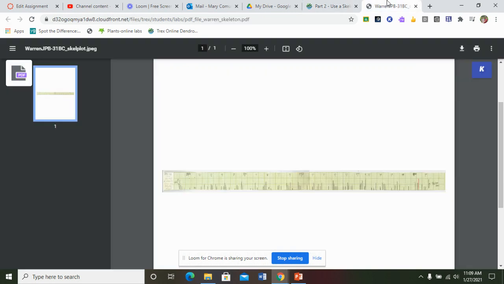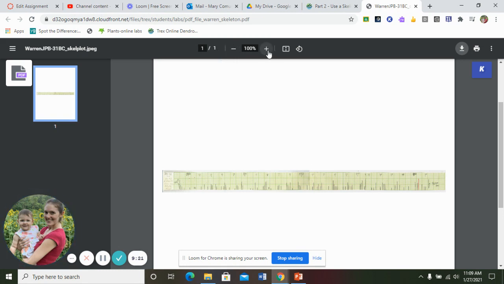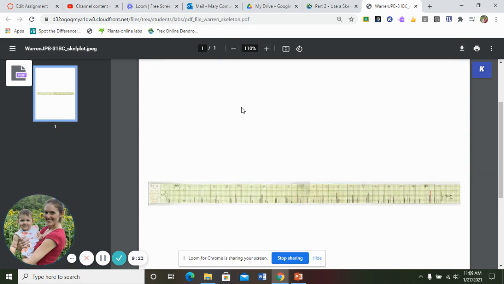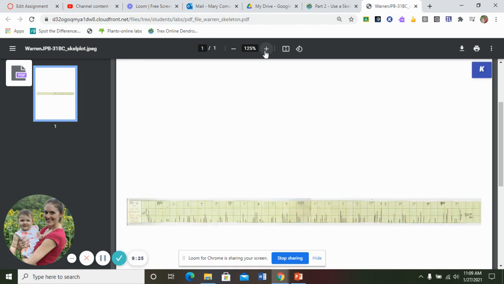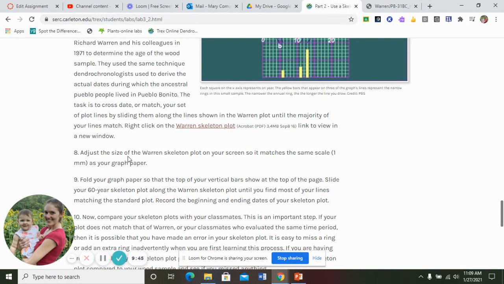So this is what Warren's sample looked like. And this would not have been the exact same sample for the tree that you would have been doing, but again, I'm not having you actually try to do that since we don't have millimeter graph paper and we're not in school. But you can see the longer lines here would mean that this is a very narrow ring, and the shorter ones would indicate some of the wider rings. So you would have to slide your piece of paper up and down that other one until you found lines that matched.